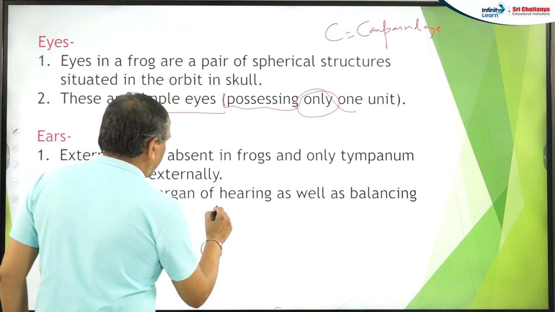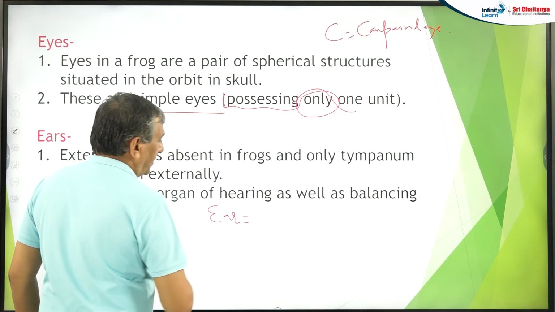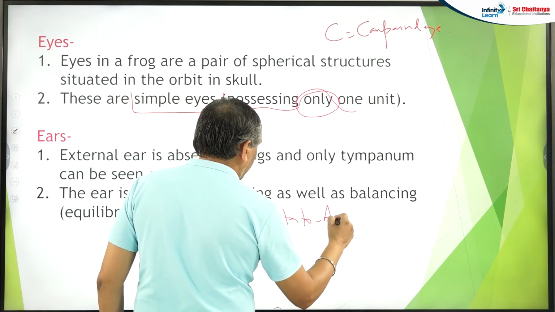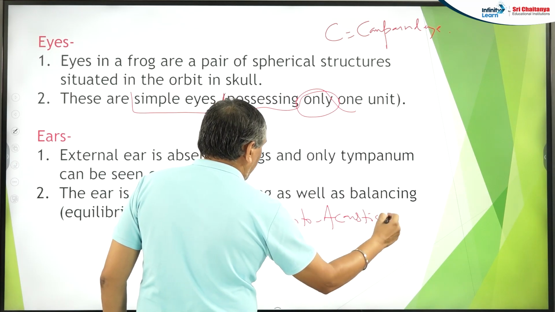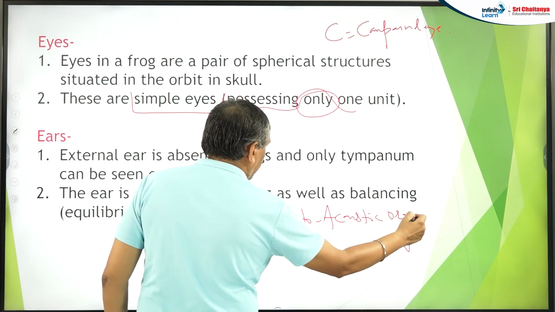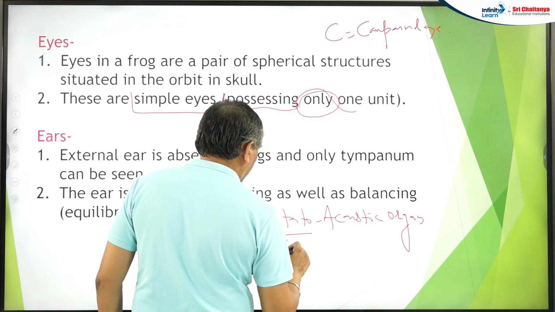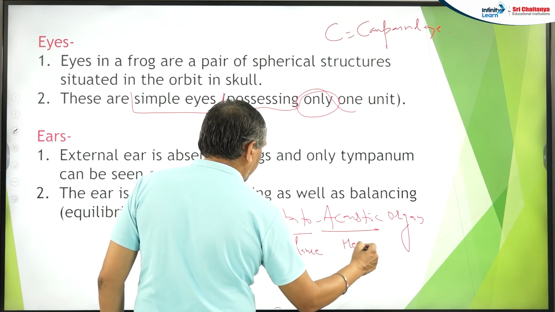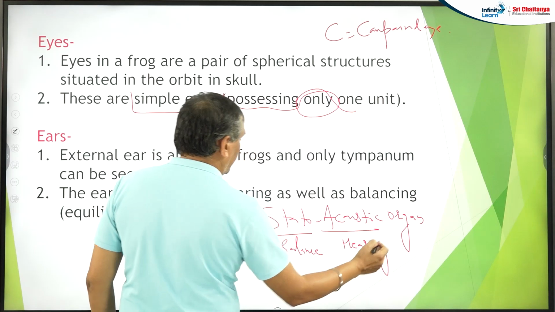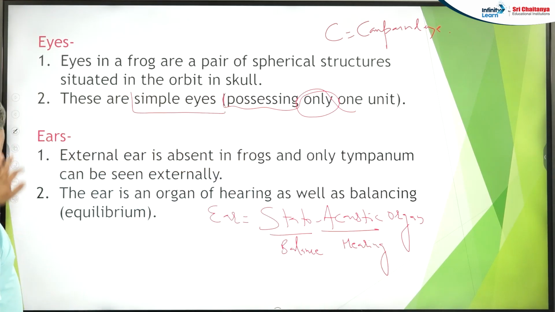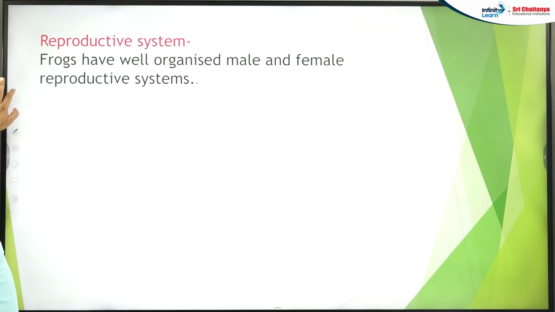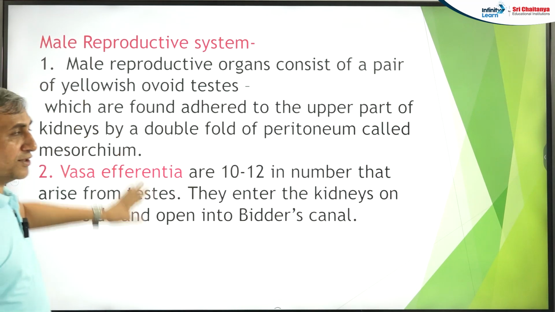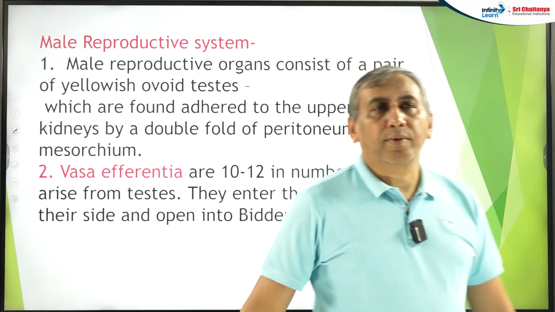Now, related with the ear, you have to remember that the ear is also known as the statoacoustic organ. What is the meaning of stato? Balance. The ear is related with balance and with hearing. That is why this organ is known as the statoacoustic organ. Okay, so this is one point. They are having well developed reproductive organs.